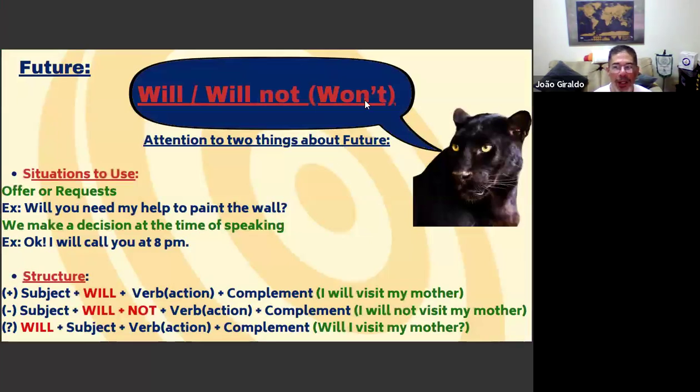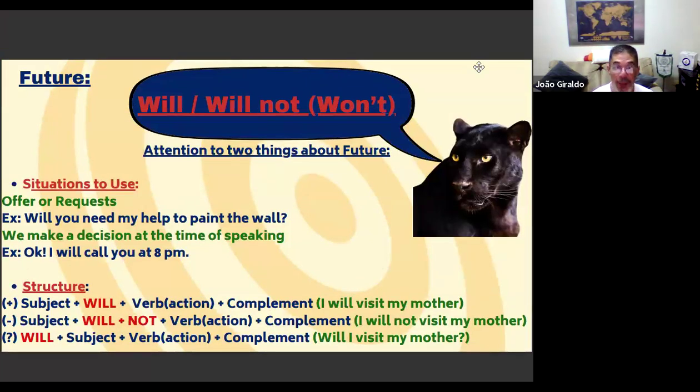What is important here, guys, in the understanding of the future, is that the structure of it is very, very simple. What is something you need to pay attention to? And this is very, very important to define the future. First is the situations to use the future. In the situation of use, we are going to have to offer or request.